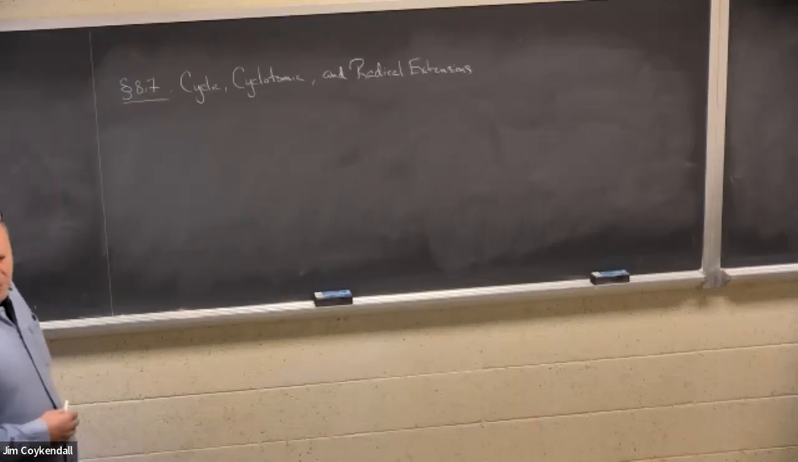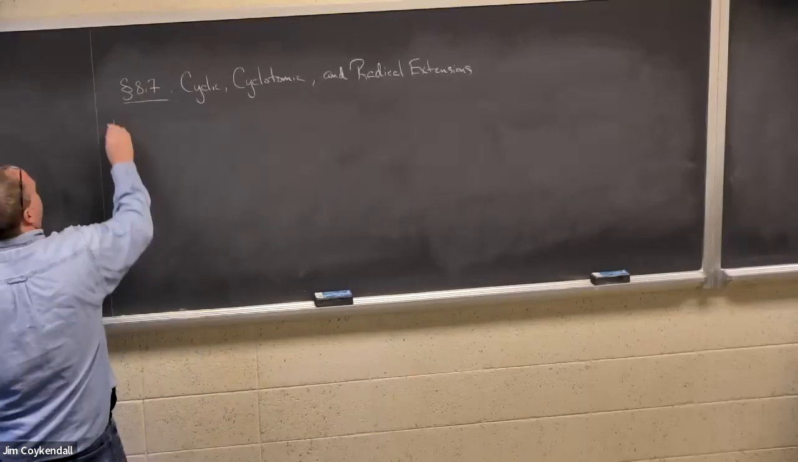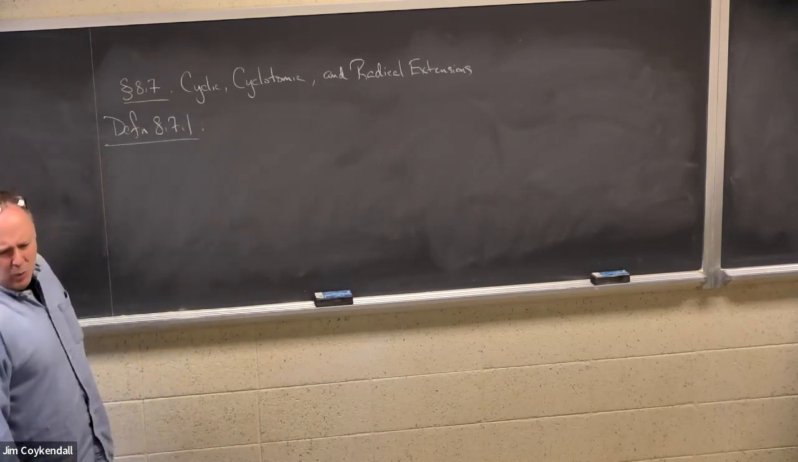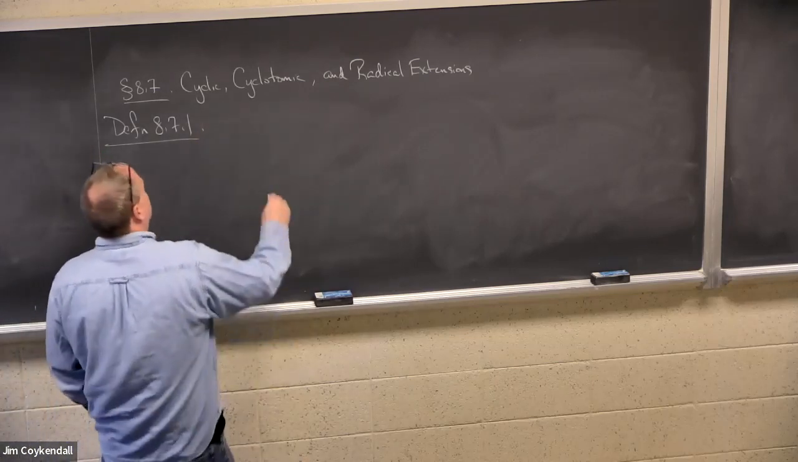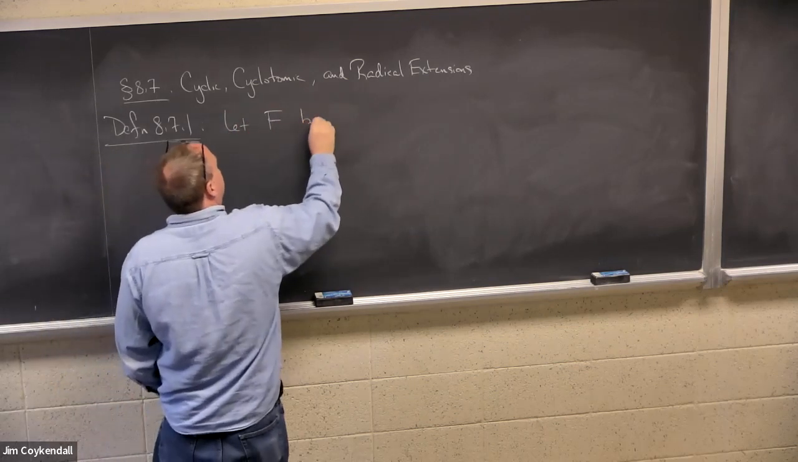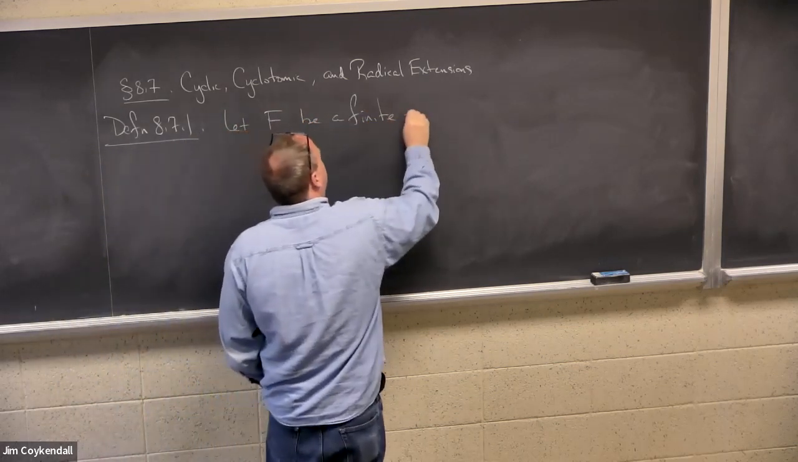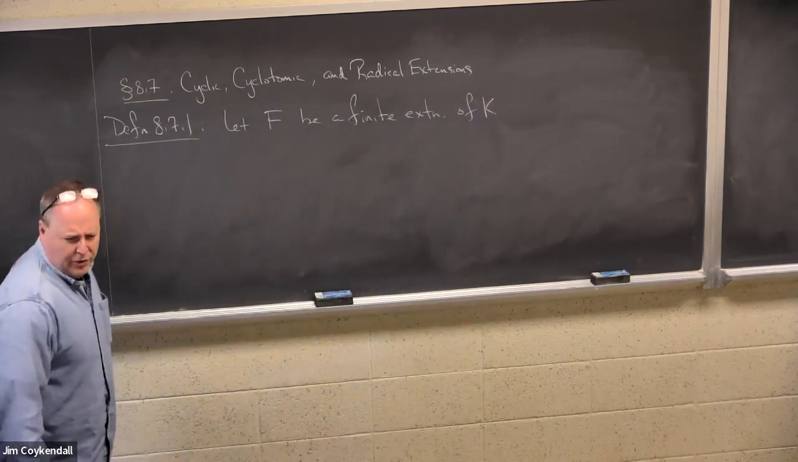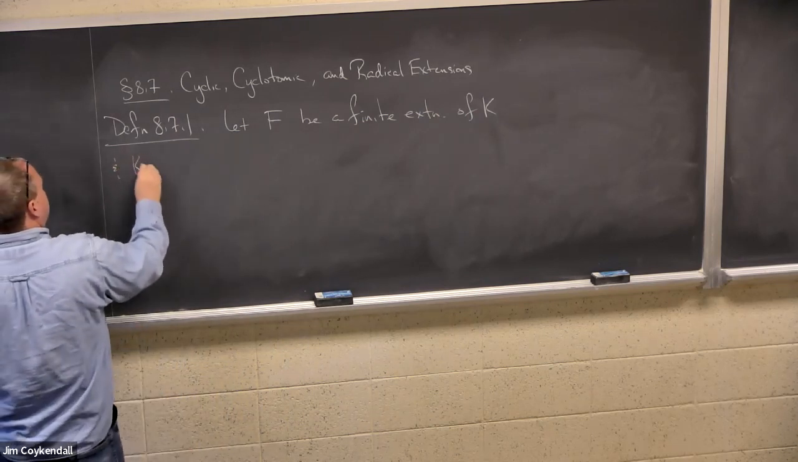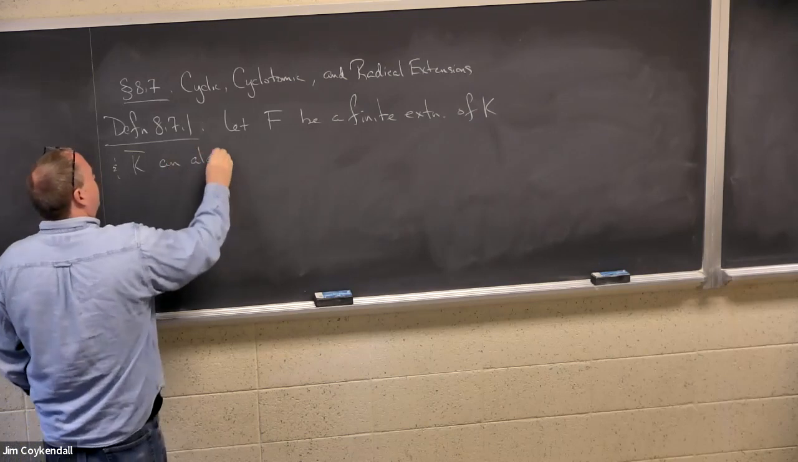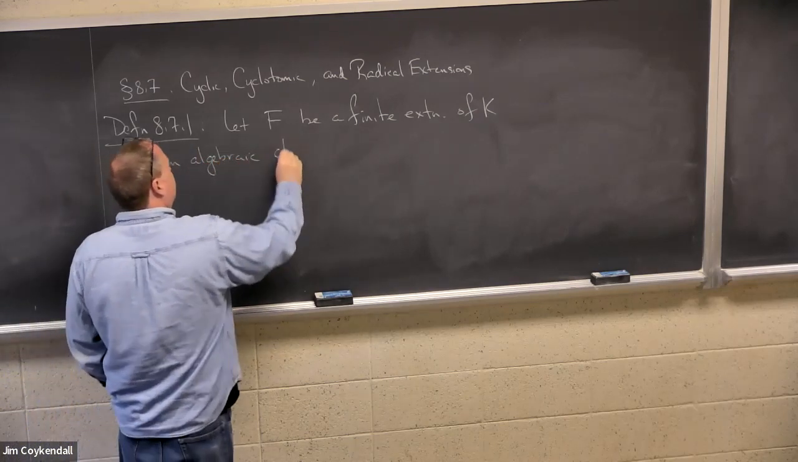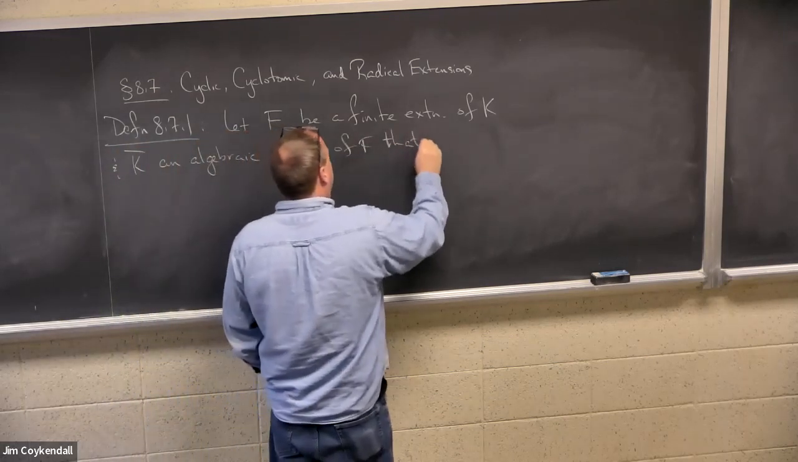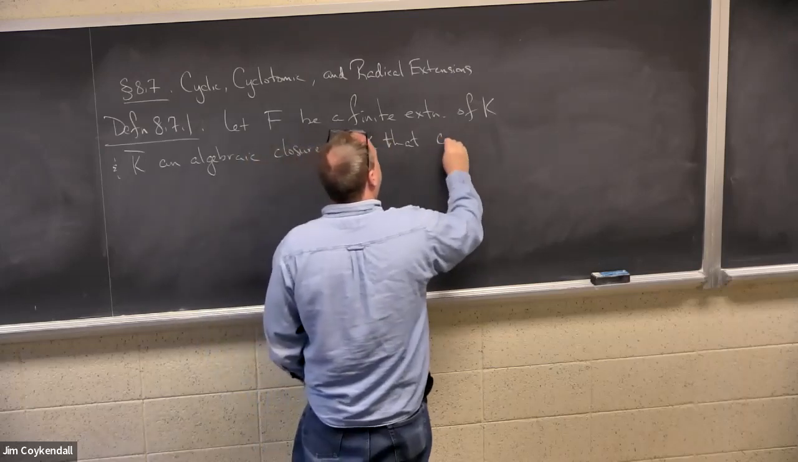So we'll start to formalize this notion a little bit here. Definition: let F be a finite extension of K, and K bar an algebraic closure of K that contains F.